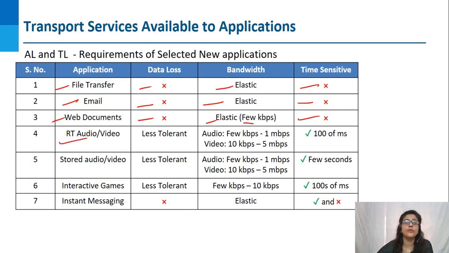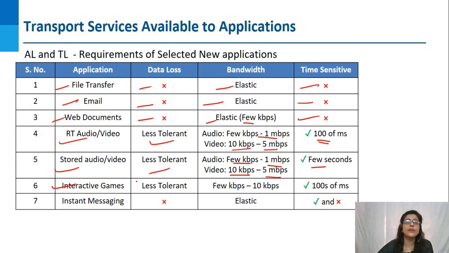For real-time audio and video, data loss is slightly acceptable, and for audio we can have bandwidth of a few kbps to 1 Mbps. For video we can have bandwidth of 10 kbps to 5 Mbps, and this is very much time sensitive, of the order of hundreds of milliseconds. Next we have stored audio and video. Here also data loss is acceptable, and for audio we can have a few kbps to 1 Mbps. For video we can have 10 kbps to 5 Mbps, and it is also time sensitive, having a few seconds.